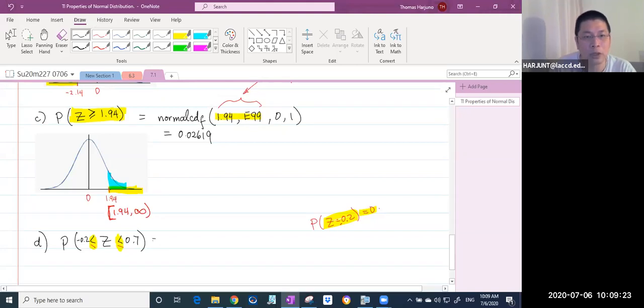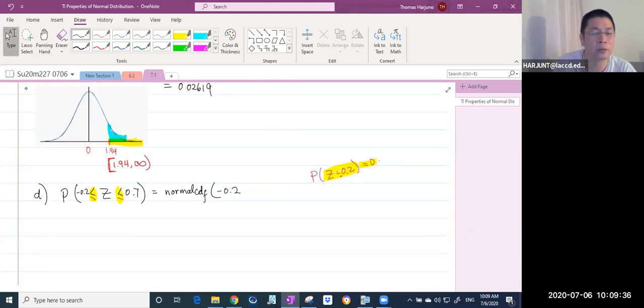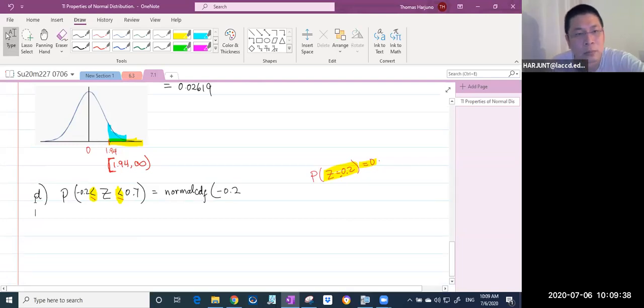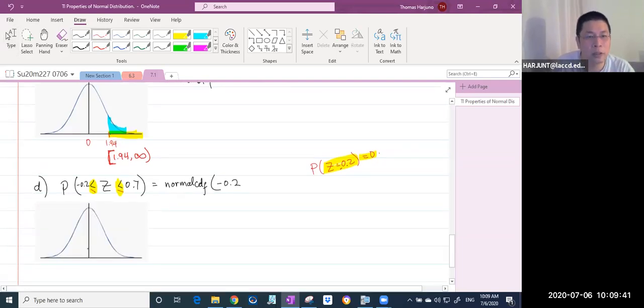Now, the calculator notation will be normalcdf. Negative 0.2, that's the left fence, right? Maybe we draw it first. This is 0, negative 0.2 is here, 0.7 is here. So this is the interval we look for, and this is the probability. The probability is represented by the area under the curve in that interval.